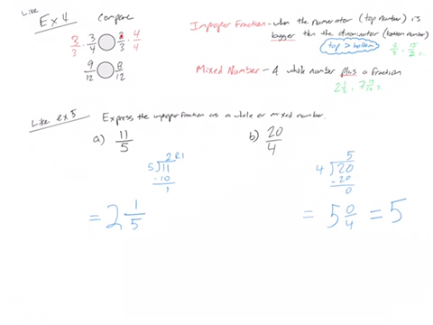So notice I just multiply this by 2 times 4 is 8, 3 times 4 is 12, 3 times 3 is 9, 3 times 4 is 12. So now this fraction is the same as this one, and this fraction is the same as this one, but notice the denominators are the same.